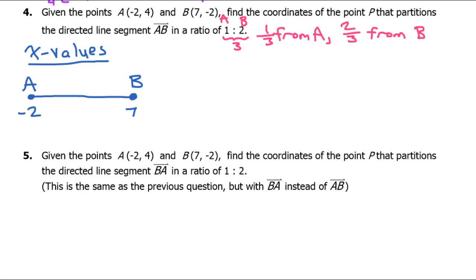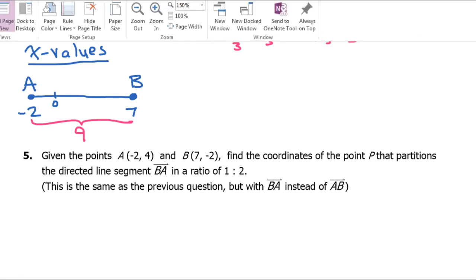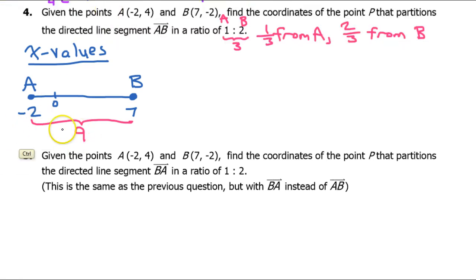So before I do anything else, I need to analyze and figure out what's the total distance between these points. And sometimes I like to think to myself, wait a minute, where's 0, first of all? So, for example, imagine that 0 is right here. That's 2 to the left, 7 to the right. So that's a total of 9. Total of 9. So now, the next big question is, look, I want to be 1/3 of the way from A. So that means I need to figure out what is 1/3 of 9.